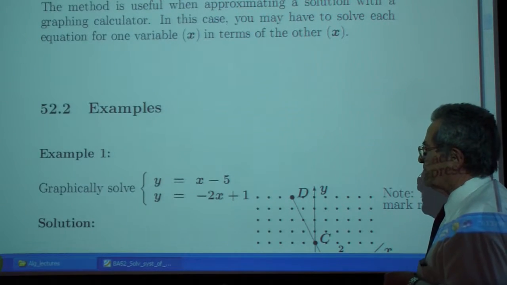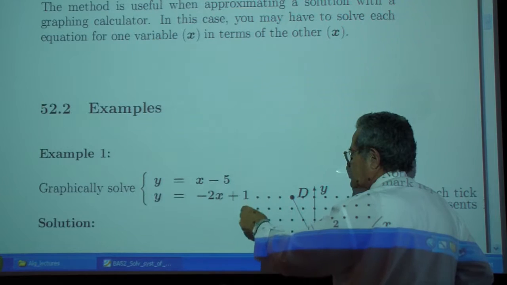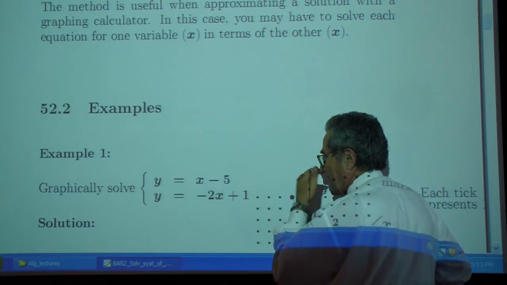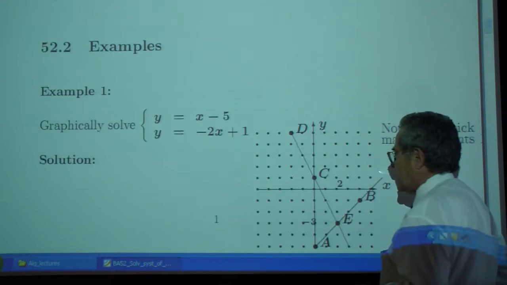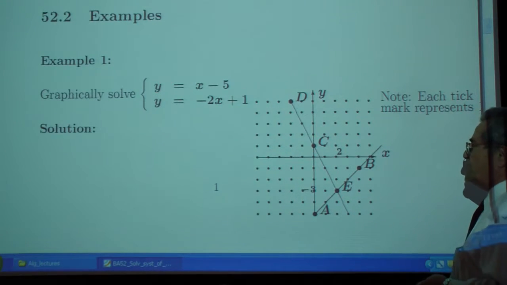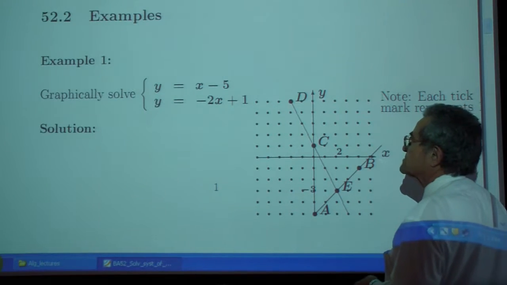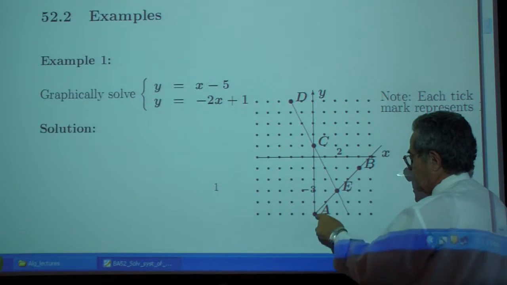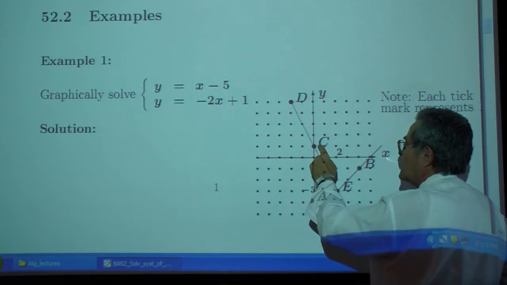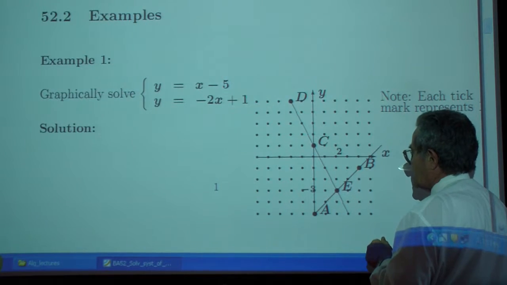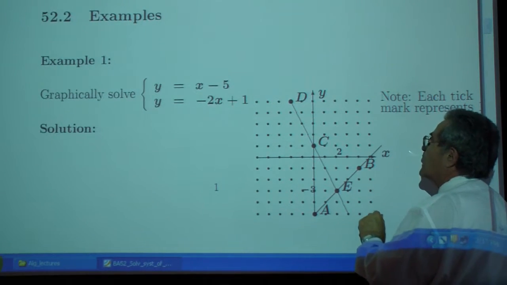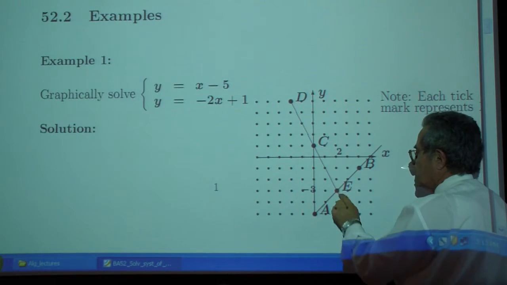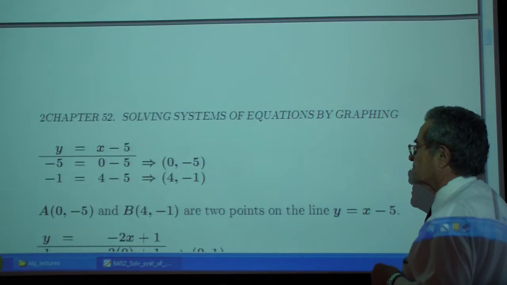As an example, solve y equals x minus 5, and the second equation, the second line, if you graph it, y is negative 2x plus 1. Like we did before in graphing, we find 2 points, like the intercepts: a for the y-intercept for one line, c for the y-intercept of the other line, another point b on one line, another point d on the other. They seem to intersect in the neighborhood of 2, negative 3.